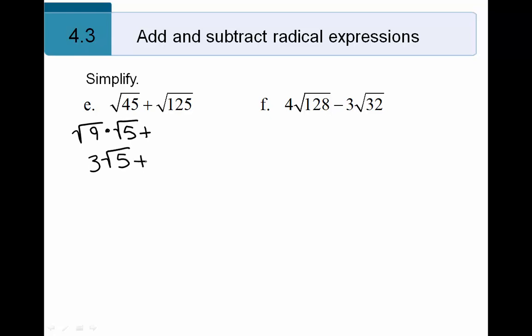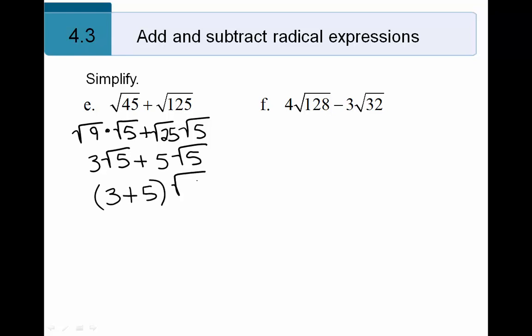So on this side, I know one of them has to be a 5. And I know that 5 times 25 is 125, so that works out nicely. The square root of 25 is 5. So I get 3 square roots of 5 plus 5 square roots of 5. That's 3 plus 5 square roots of 5, which equals 8 square roots of 5.